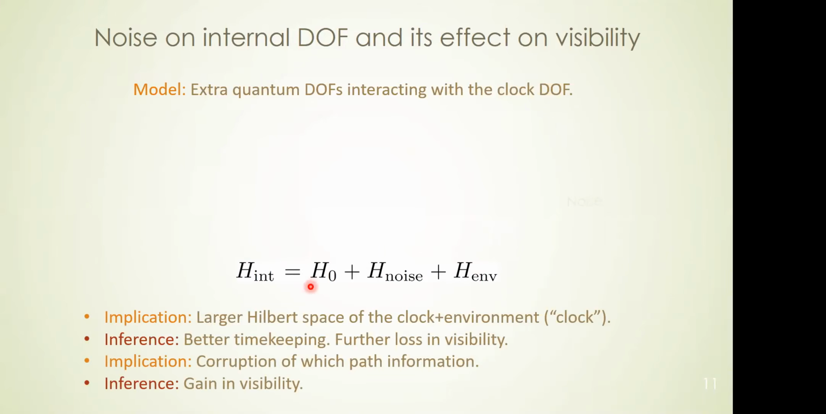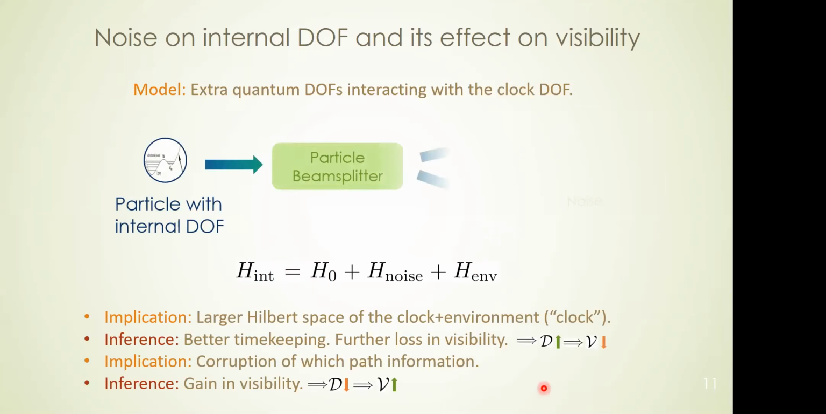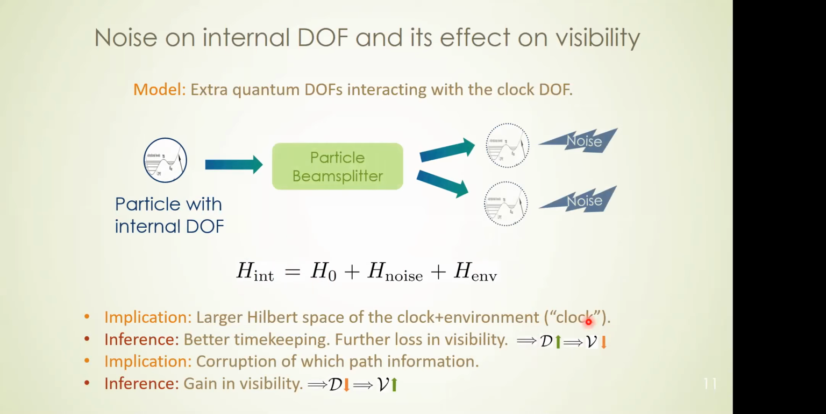In this framework, there are two implications that one could arrive at. One is that the large Hilbert space of the clock and the environment could lead to better timekeeping and hence further loss in visibility. The second is that because of corruption of which-path information, there could be an increase in the visibility. As I said before, there is a complementary relation between distinguishability and visibility, which is highlighted here. And therefore, the picture that we get is that after the particle goes through a beam splitter, it experiences noise on its internal degrees of freedom.